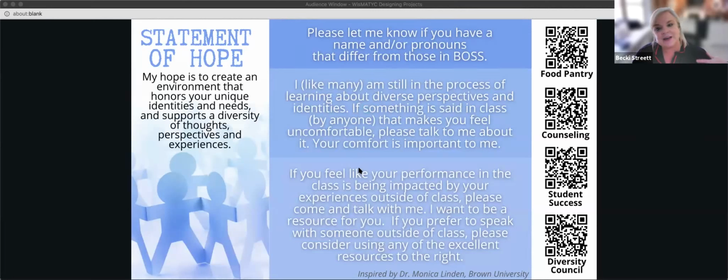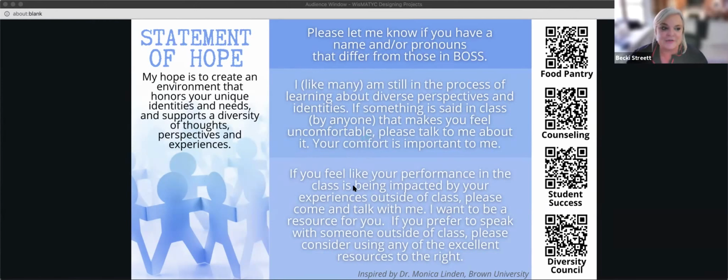And in it, I talk about my hope for creating a good environment. I talk about pronouns, and I also include these QR codes that are just links to resources that our school has. Students pay for so many things with their activity fees, and often they're told about those kind of resources, maybe during orientation, or I know we post them on our website, but sometimes I think students forget about them once classes are underway and they start getting stressed.